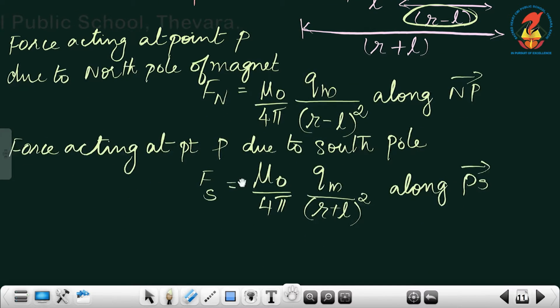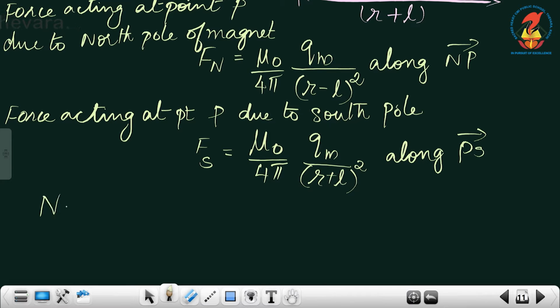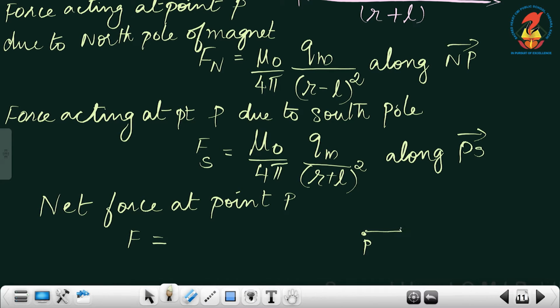Therefore, the net force acting at point P, we'll name it F, the net force at point P. Now, if this is point P, Fn is acting in this direction and Fs is acting in this direction. So, the resultant force will be the difference of these two forces. So, F is equal to Fn minus Fs, and this is equal to the magnetic field at that point. So, we can call it B axial.